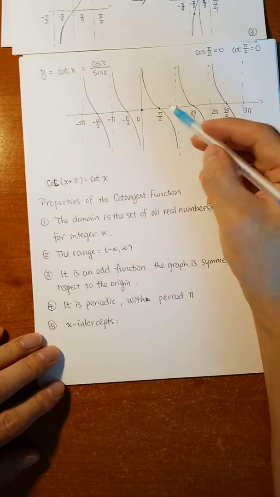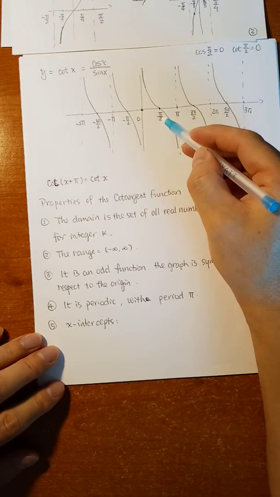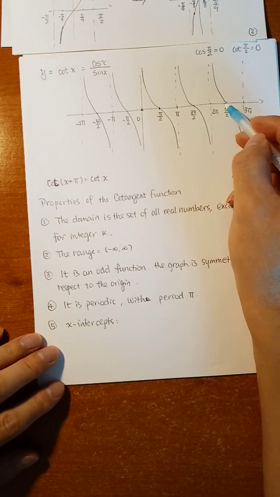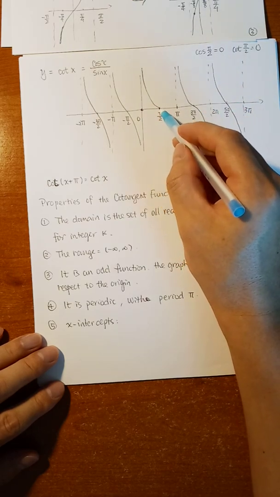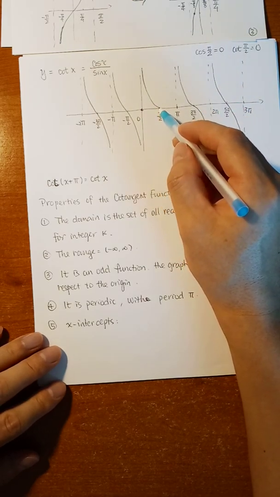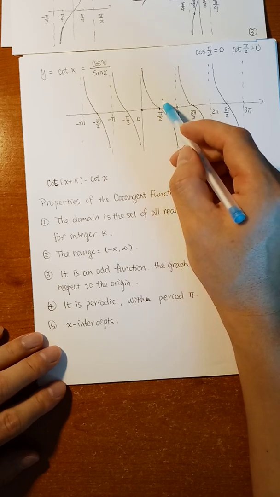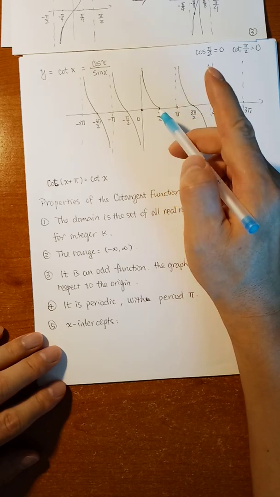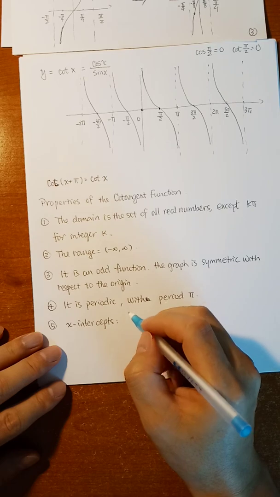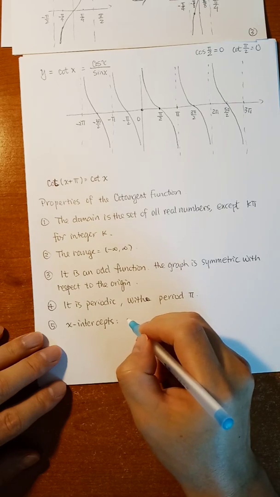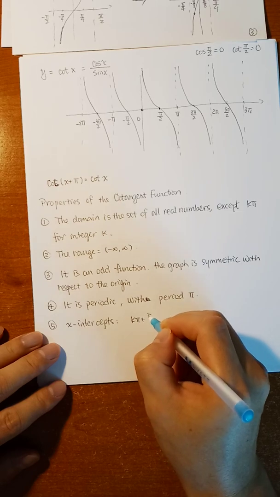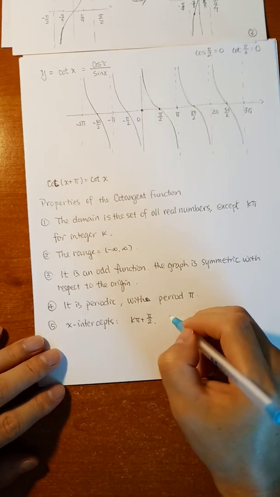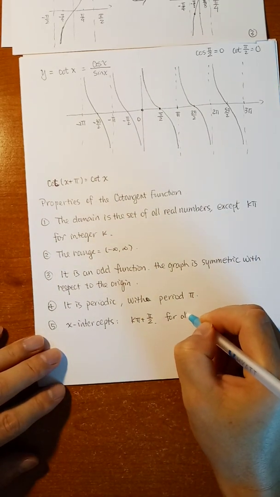5, x-intercept. Where is the x-intercept? Pi over 2, 3 pi over 2, 5 pi over 2. So whenever you have k pi plus pi over 2, it's an x-intercept. This is actually the vertical asymptote of the tangent line. So you get x-intercepts at all k pi plus pi over 2, for all integers k.